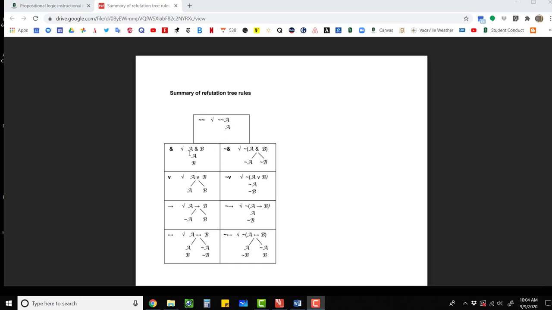Now, if you go to A and B, that gets decomposed as A over B, so that essentially we can draw a straight line through A and B. And what that's telling us is that the only time that A and B is true is when both A and B are true.